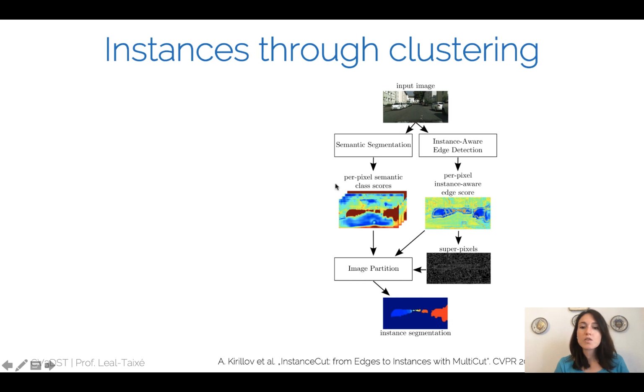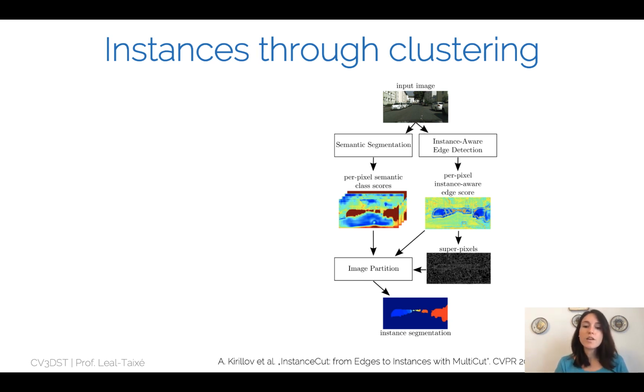So in this case, what this method proposes to do is to start from the input image, perform semantic segmentation, which gives you the per pixel semantic class scores, and then try to perform an image partition that would actually separate the image into small sets, like for example, superpixels. So groups of pixels that show certain characteristics, for example, a smooth transition in the color space.